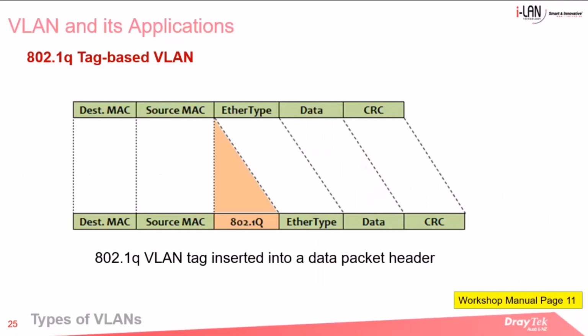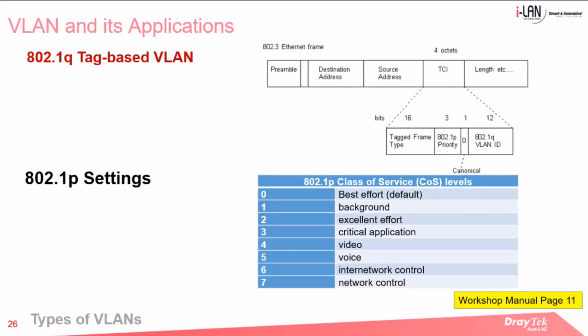As I've mentioned before, the VLAN tag is in the data packet header, which is used to identify the VLAN it belongs to. Another parameter in the VLAN tag is the 802.1p setting, and this is used to specify the priority level for the data packets. It ranges from 0 for best effort to 7 being the highest level. So you can see, 0 to 7.